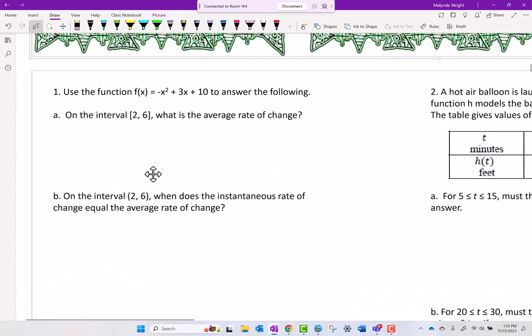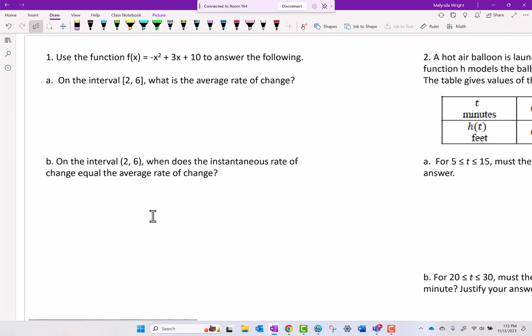Now on number 1, we don't need a calculator, but I really would like to use the calculator to be sure that we're still up with our calculator skills on what we would do if we were to do this in a calculator. So we're going to use a calculator just to practice that. All right, so number 1, use that function to answer the following. On the interval 2 to 6, what is the average rate of change? Okay, so that's a formula that we know. In this case, it's going to be f of 6 minus f of 2 over 6 minus 2.